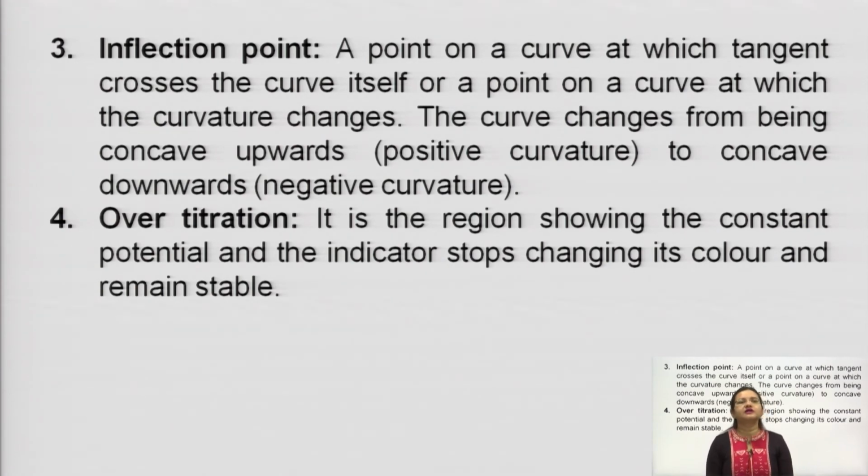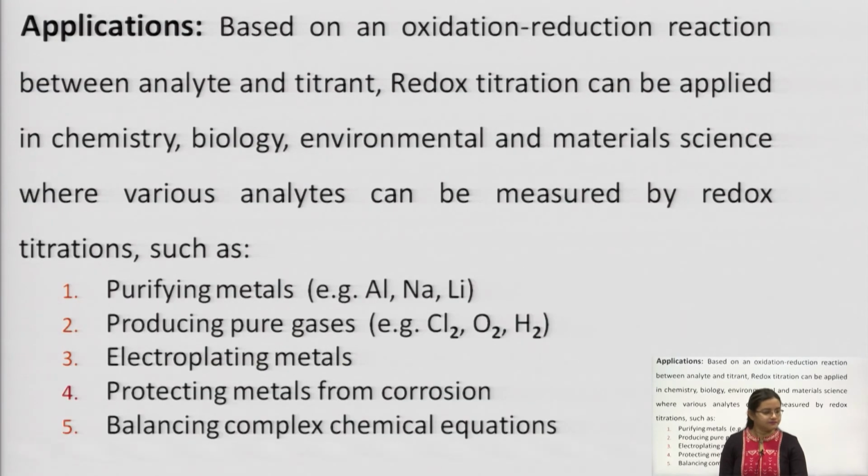Then over titration is the region showing the constant potential, where the indicator stops changing its color and remains very stable. This is the end of the reaction.